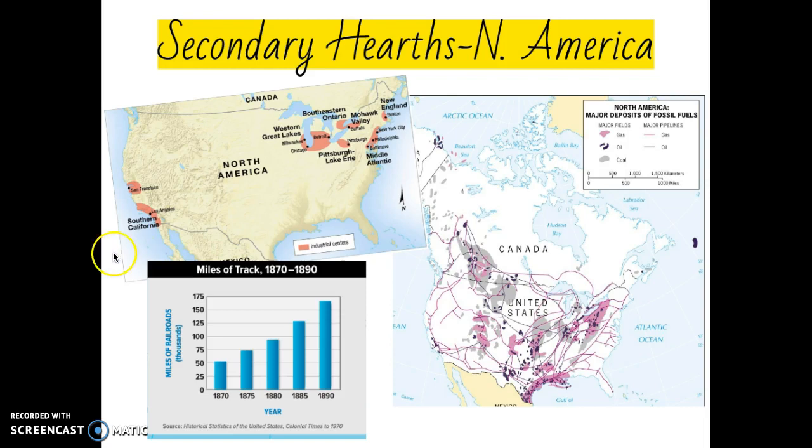So if you look at this graph right here, it's showing you the intense buildup of railroads throughout the United States from the 1870s to the 1890s, and the thousands of miles of track that were laid. So in addition to natural resources and transportation networks, we also see a gigantic population here in the United States. So you've got a large labor pool.